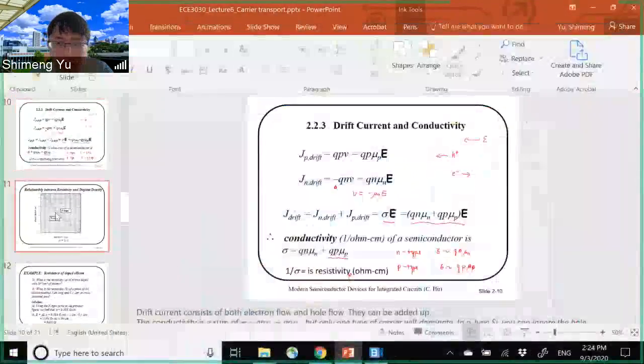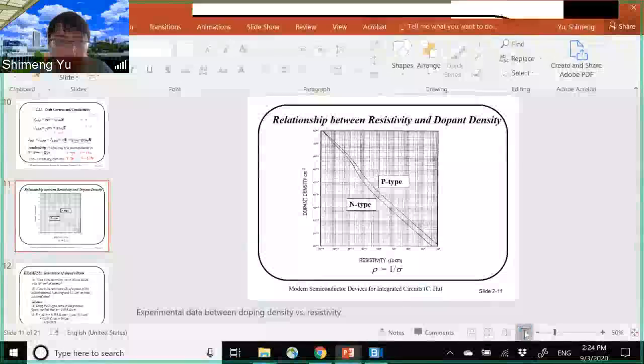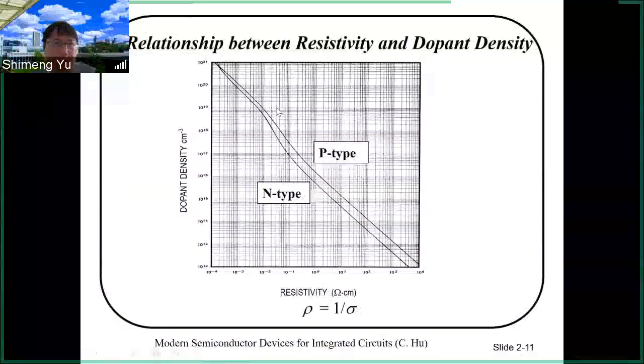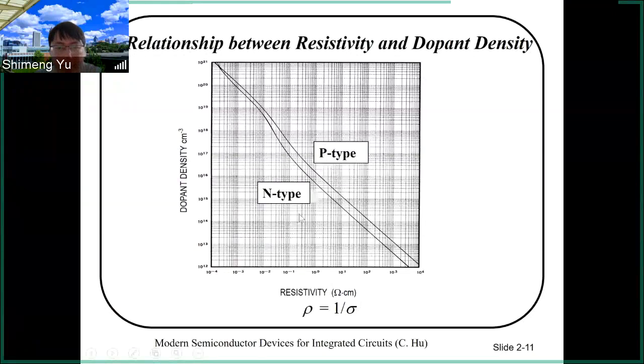Okay, so then let's move on. And here we show the relationship between resistivity and the dopant density in the silicon. And this is the experimental data measured from the doped silicon for both n-type and p-type.